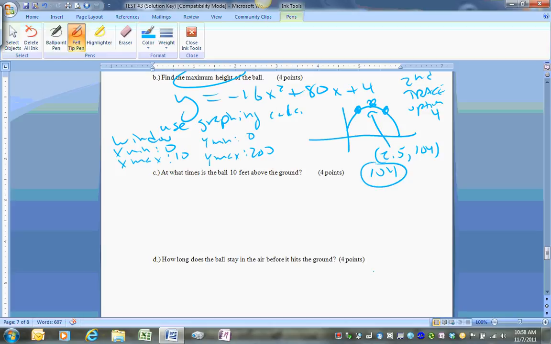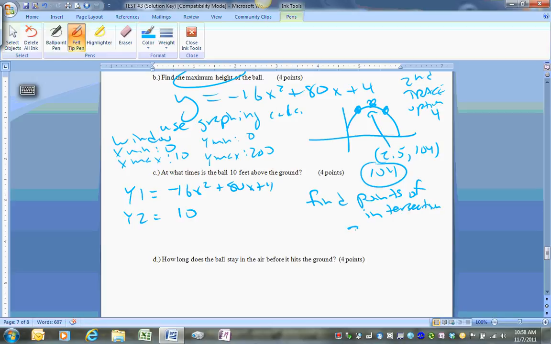When is it 10 feet above the ground? So you're going to graph two equations. Obviously you still graph the parabola as y1, but you must also graph y equals 10 and find the point or points of intersection. That'll be under second trace, option 5. And just move the cursor close to one of them and hit enter 3 times. 1, 2, 3.